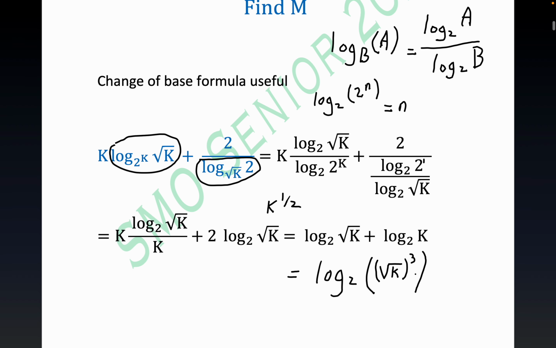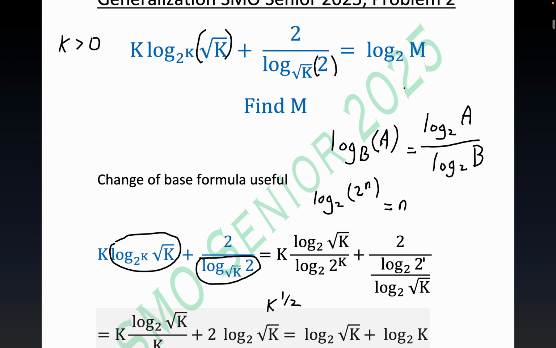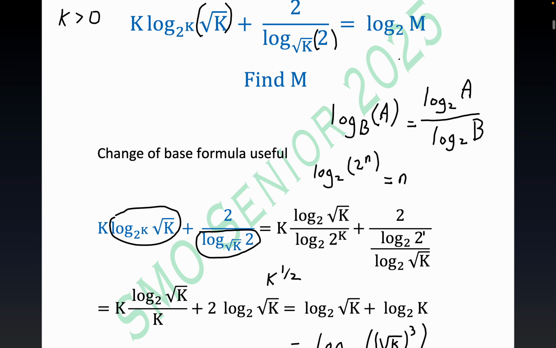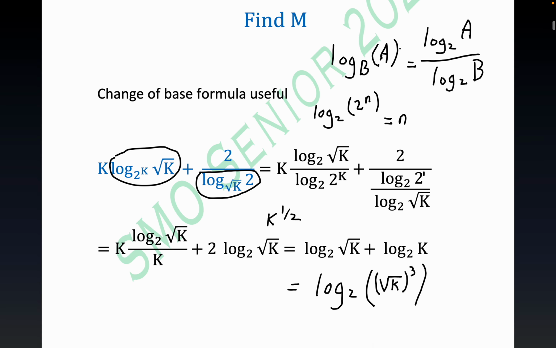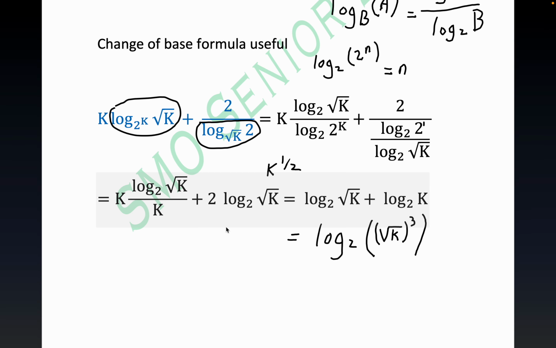But you see, remember, what were we looking for? We were looking for log base 2 of m, right? Log base 2 of m. Log base 2 of m right here. So I'll go ahead and call that log base 2 of m. Okay, and so by inspection here, the well-defined function, you get that m is equal to the square root of k quantity cubed.